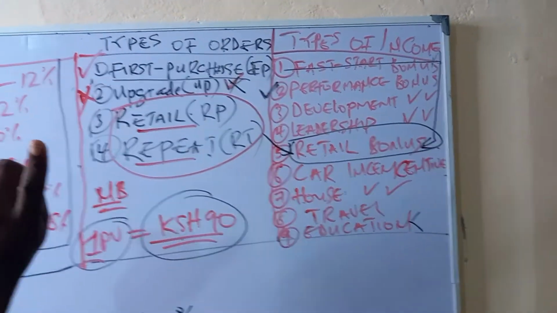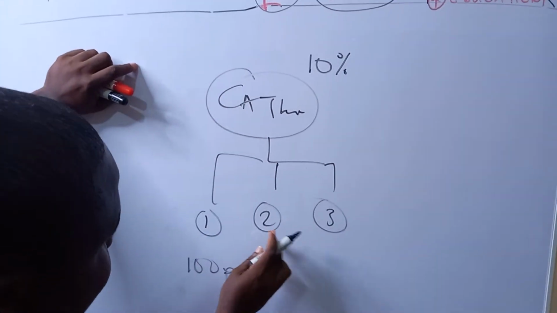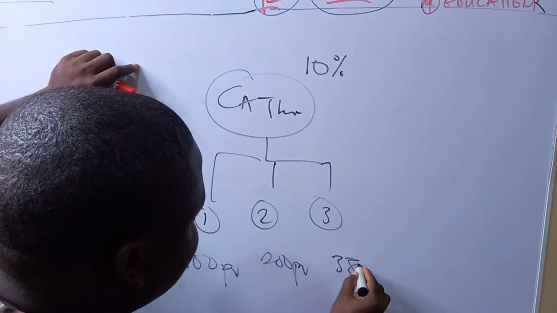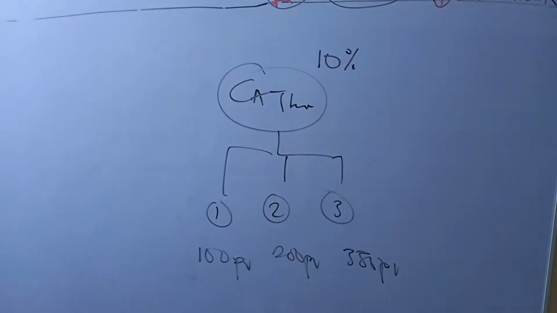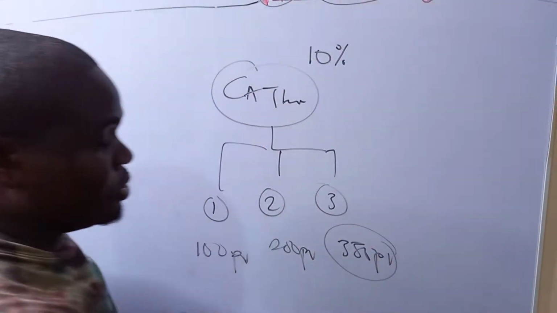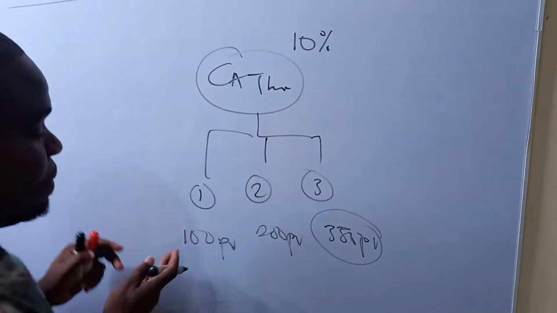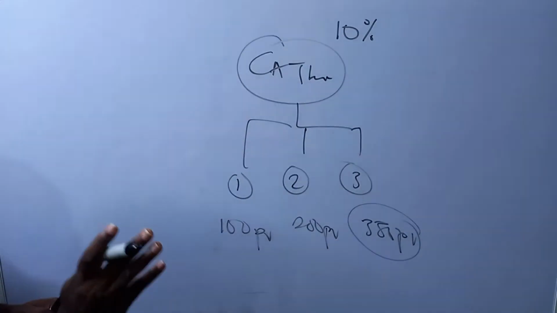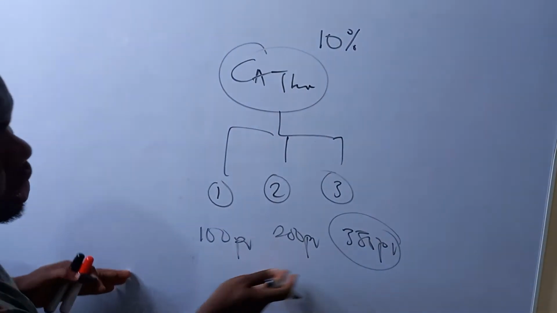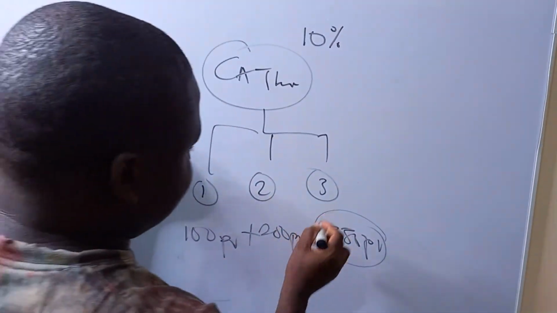Now, 10% of what? Let's say account 1 has 100 PVs, account 2 has 200 PVs, account 3 has, let's say, 350 PVs. Now, what Longrich always does is that it will always hold the leg with the highest number of PVs and pay you on the 2 smaller legs, because take note, they are sharing profit with you. So in this case, the 2 smaller legs are 100 plus 200, that is 300.